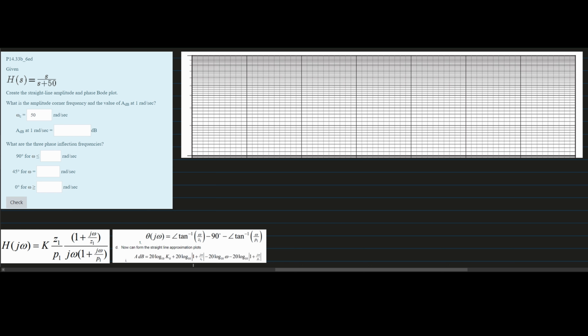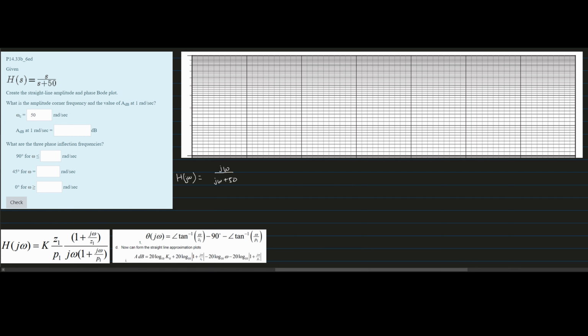In this problem, we need to create a straight line amplitude and phase Bode plot. We have H(s) equal to s over s plus 50. We're going to need to convert this to j omega. So we're going to have H(j omega), and this is equal to j omega over j omega plus 50. Now, we need it to be in the form where we have a 1 plus j omega, and then we can have this over something.